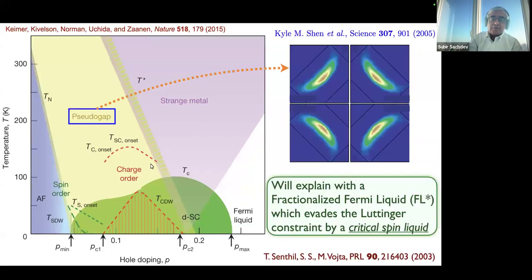Okay, but when you go to lower doping across TC, you seem to get a very different state, which had never been anticipated theoretically, really. And here there's no obvious Fermi surface. And I'm going to present an approach where we're going to explain it by a state that we call the fractionalized Fermi liquid, or FL star for short, which is a metallic state but does not obey the Luttinger constraint. And it's able to do this precisely because there's a background of a critical spin liquid, which is the key, I believe, to understanding many of the properties of these materials.